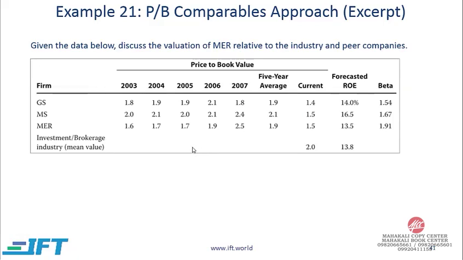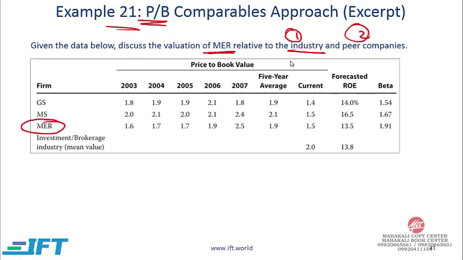All right. Now, PB using the comparables approach. The concept is similar to what we've talked about earlier with PE. You look at a set of comparables and then you look at whether the price to book for your target company is higher or lower than the price to book for the comparables. So I want you to do this. This is a relevant excerpt from example 21. Given the data below, is MER relatively overpriced or underpriced compared to the industry and then compared to peer companies?